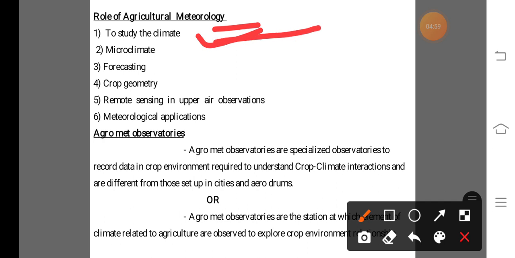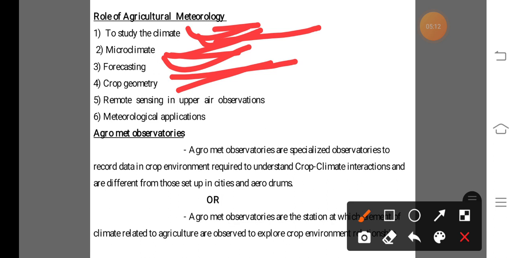First role, to study the climate. Next one, study of microclimate. Also the study of forecasting. Also crop geometry. Here crop geometry is the new terminology. The climate, microclimate and forecasting terminology we already discussed in the theory syllabus. Here the new terminology is crop geometry.